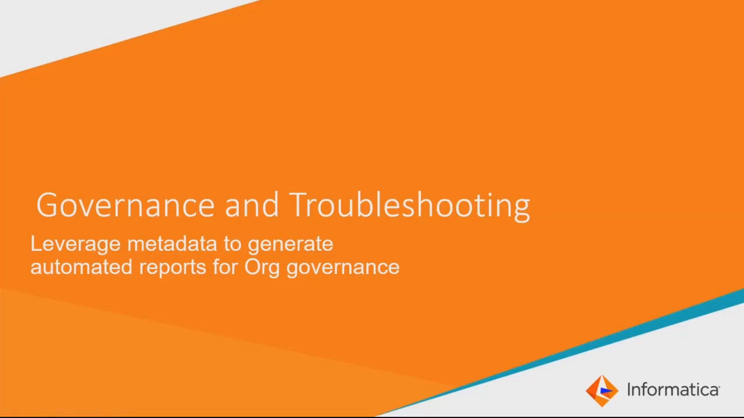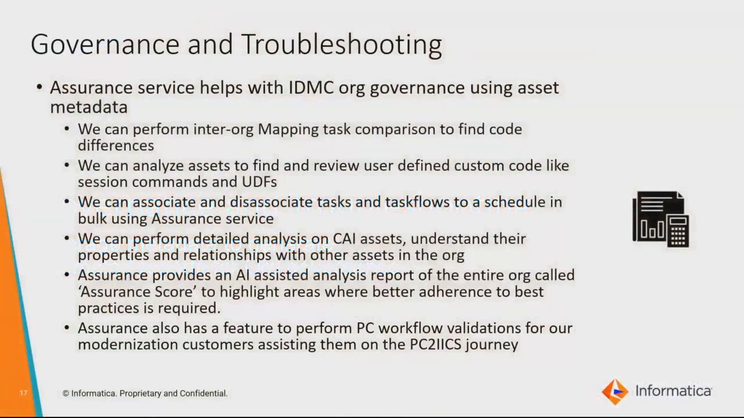Finally, I would like to talk about governance and troubleshooting and how leveraging the metadata Assurance service helps with these two. Assurance service helps with IDMC org governance by performing inter-org mapping task comparisons to find code differences, analyzing assets to find and review user-defined custom code like session commands, user-defined functions, and Java transformations. It allows you to bulk associate and dissociate tasks and task flows to a schedule. It can perform detailed analysis on CI assets and see under the hood what the properties and relationships of those assets are. And you can also use the AI-assisted analysis report that Assurance generates, called Assurance Score, to define the trend of your org and how well it is being maintained as per the best practices and recommendations of Informatica.